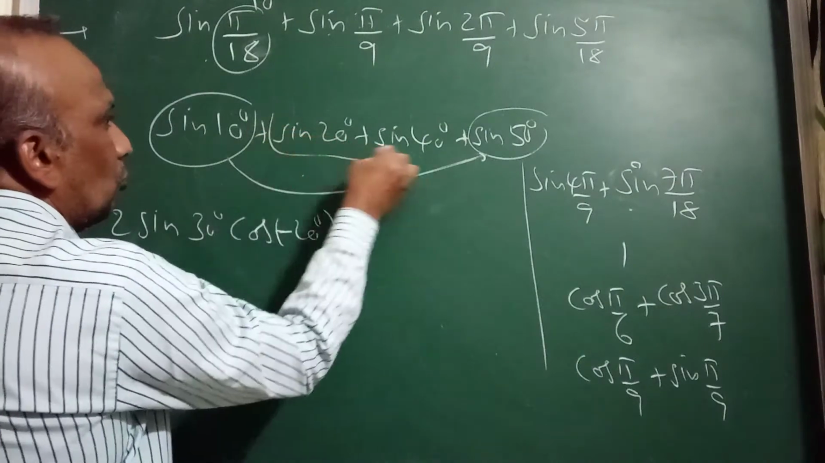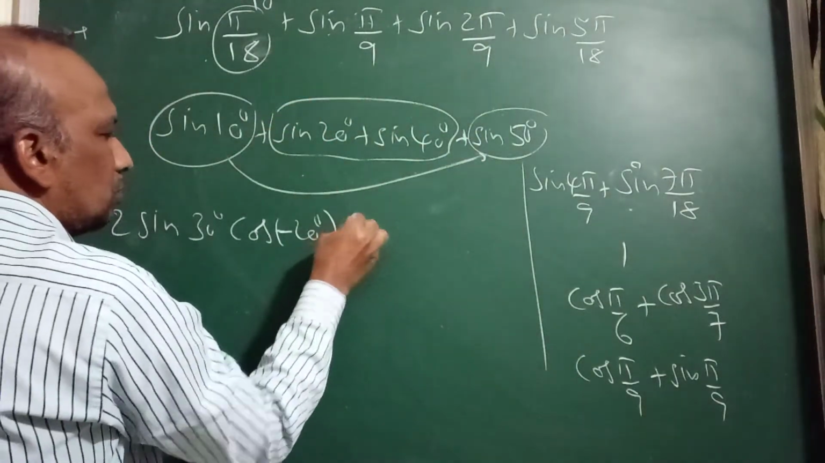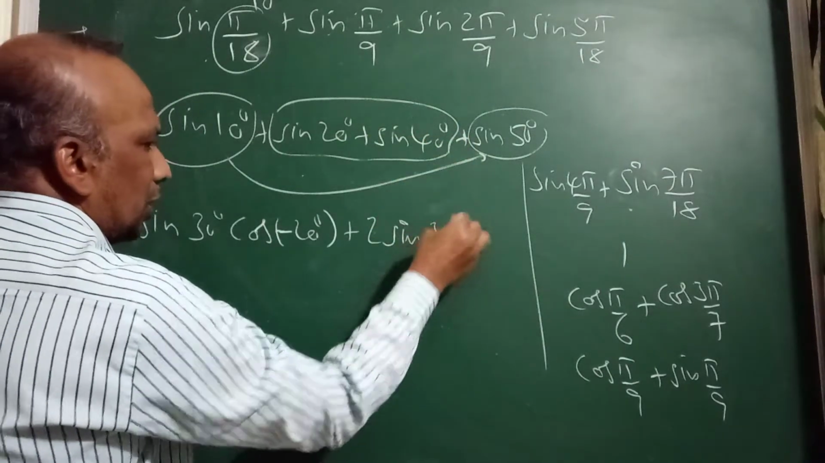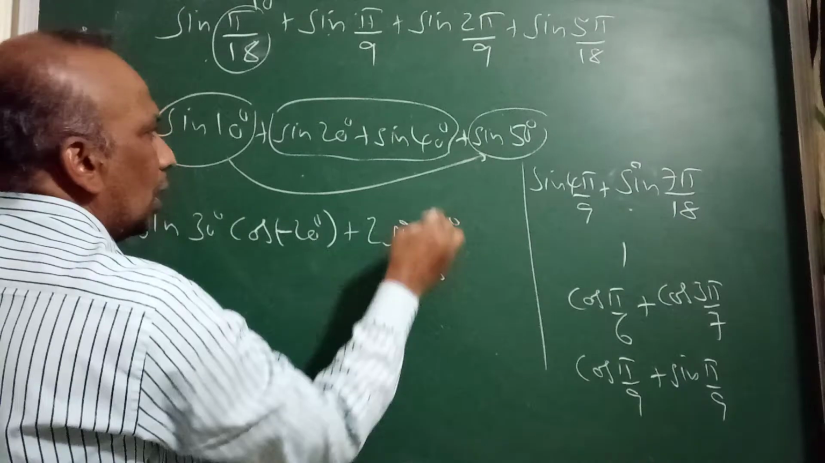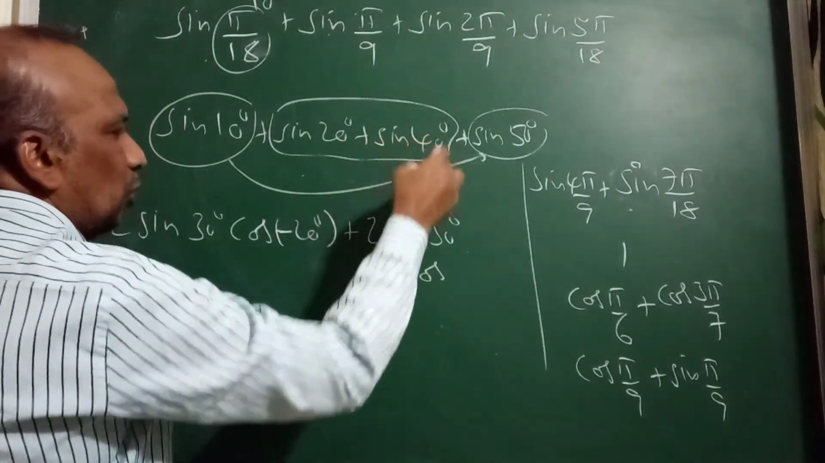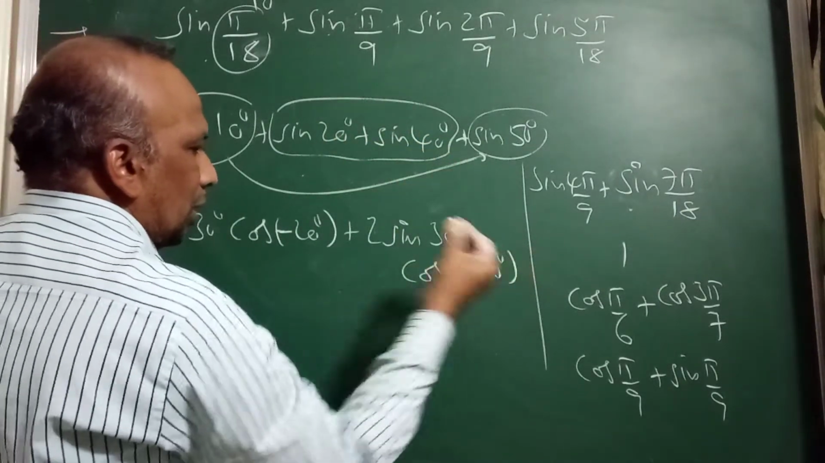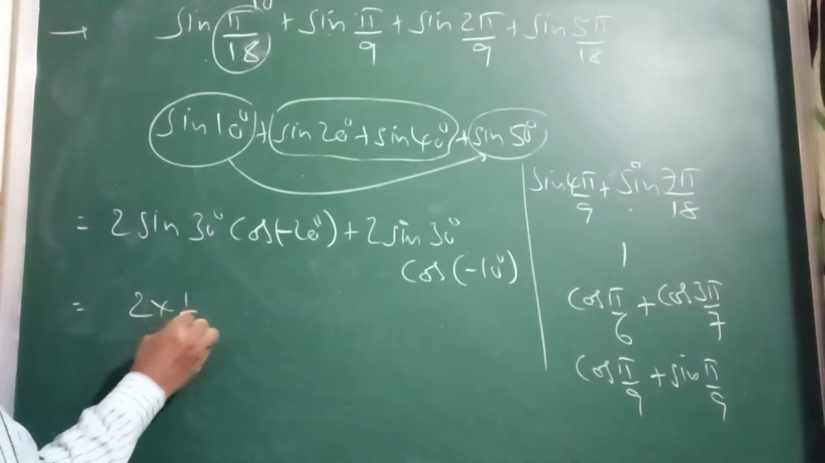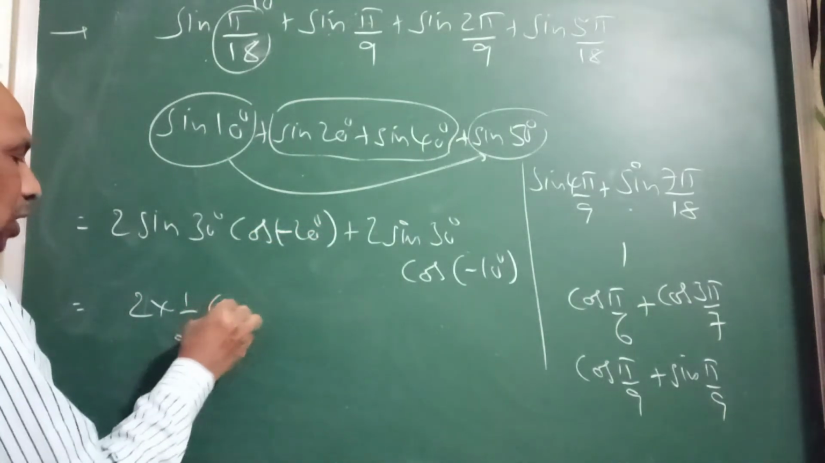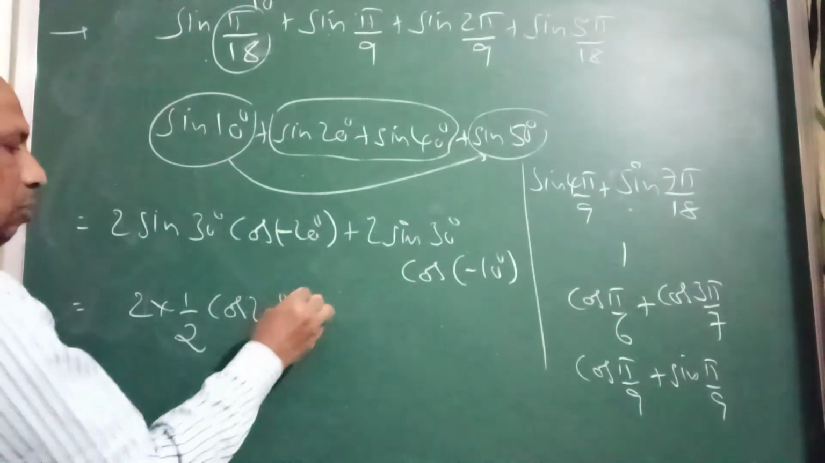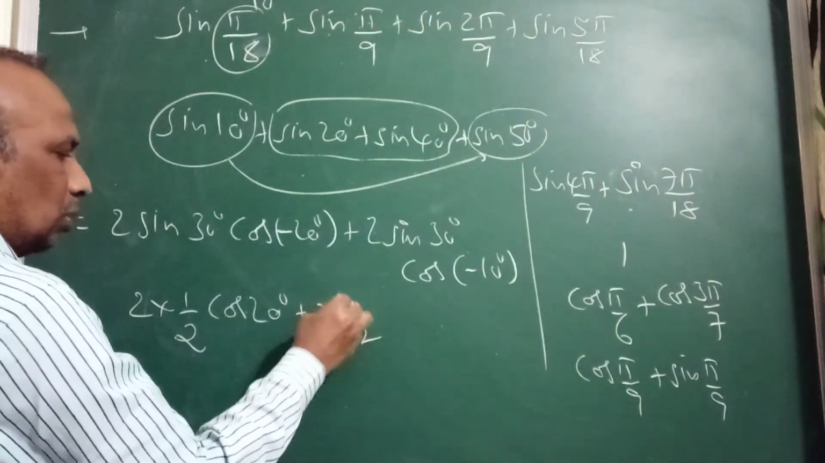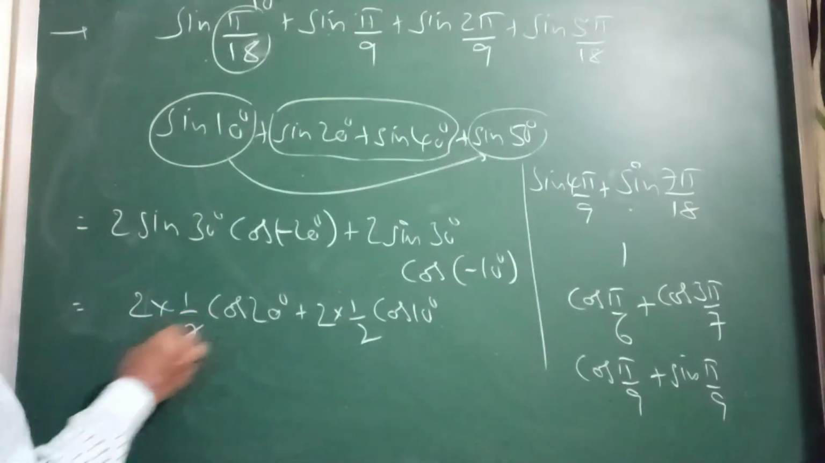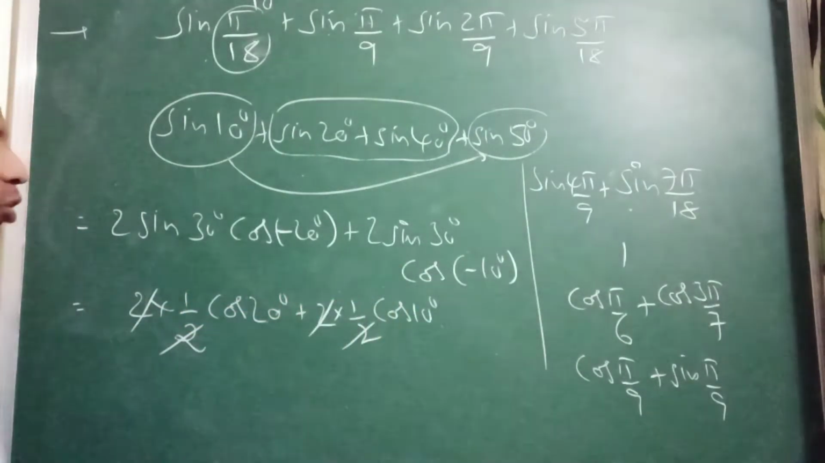Again for these two, apply the same thing: 2 sin (c plus d) by 2. 20 plus 40 is 60, by 2 is 30 degrees, into cos of 20 minus 40 by 2, which is minus 10 degrees. This will come here: 2 into sin 30, which is 1 by 2, cos of minus theta is cos 20 degrees, plus 2 into sin 30, which is 1 by 2, and cos of minus theta will be cos 10 degrees. It will come like this. So the value will be cos 20 plus cos 10.